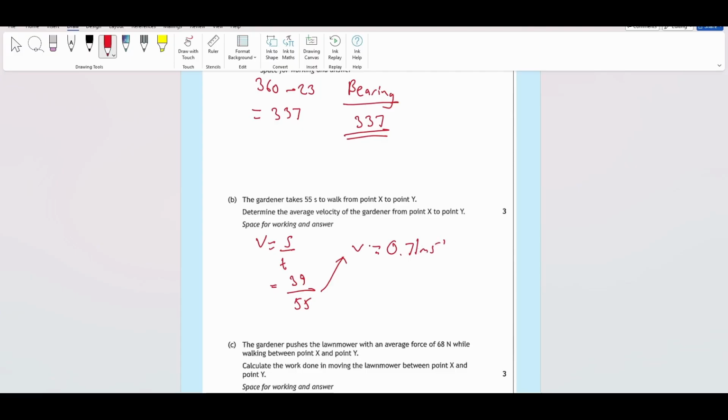And we're not done yet though, because velocity is a vector, so it must have a direction. So we can use the bearing that we just calculated in the last question. So I'm going to write at a bearing of 337. Double underline. That's me done part B.